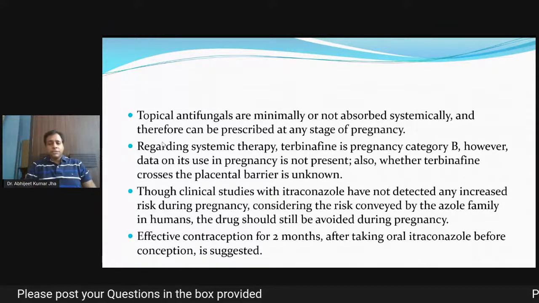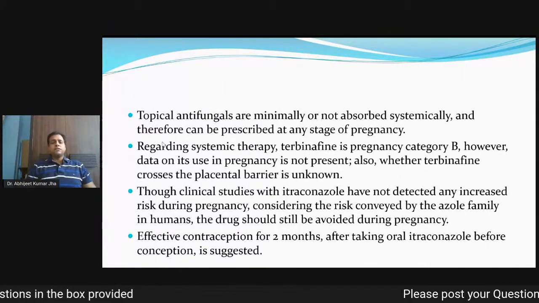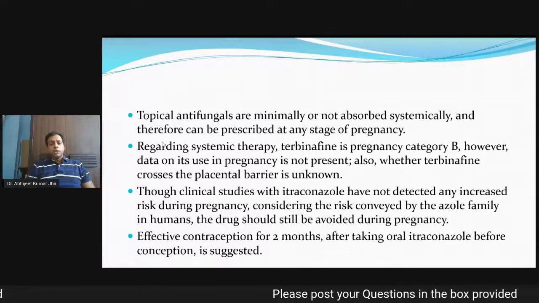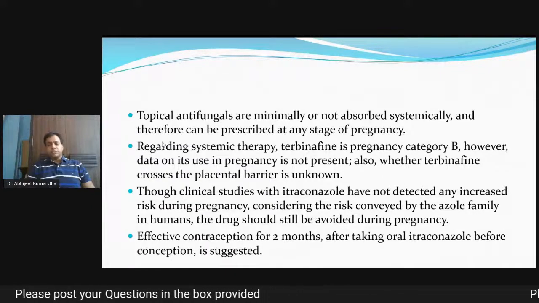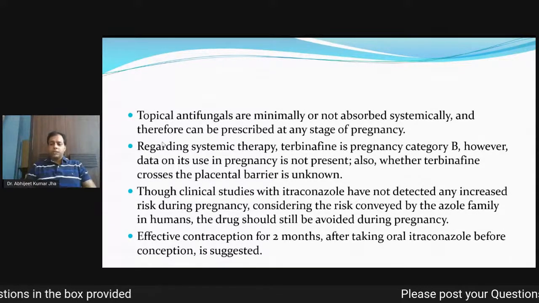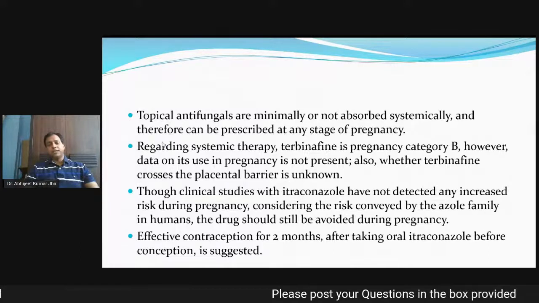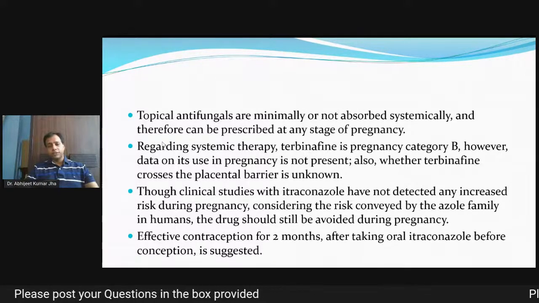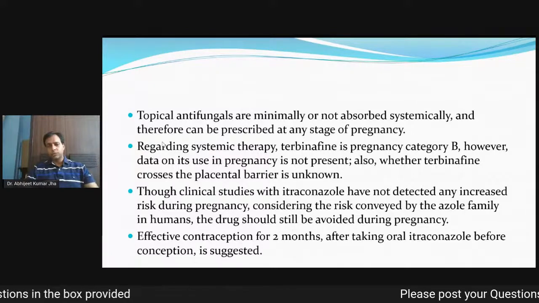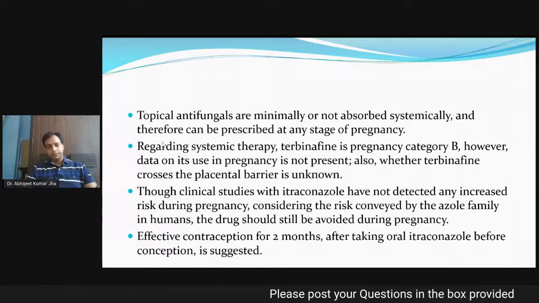Now, regarding itraconazole, effective contraception for 2 months should be there, and it should always be suggested to patients. These slides have been taken from an expert opinion by Dr. Mulidhar and Dr. Dogra sir. They have written an excellent article, so I have just taken this from their article.